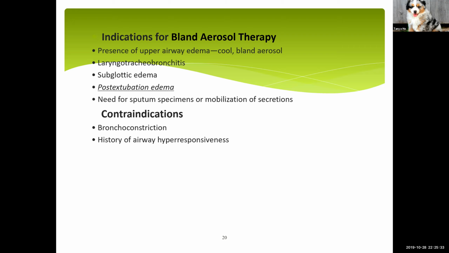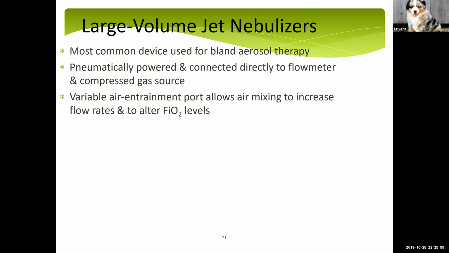Okay, so we've talked about large volume nebulizers, but this is a commonly used device, pneumatically powered, meaning it's connected directly to a flow meter. So you have to have your flow meter. It cannot be hooked up directly to the wall. That's 50 PSI, you'll blow up your nebulizer, okay? So you have to have a flow meter and then you hook up your large volume neb to the flow meter, you turn it on and it works on air entrainment or air mixing to provide the FiO2.